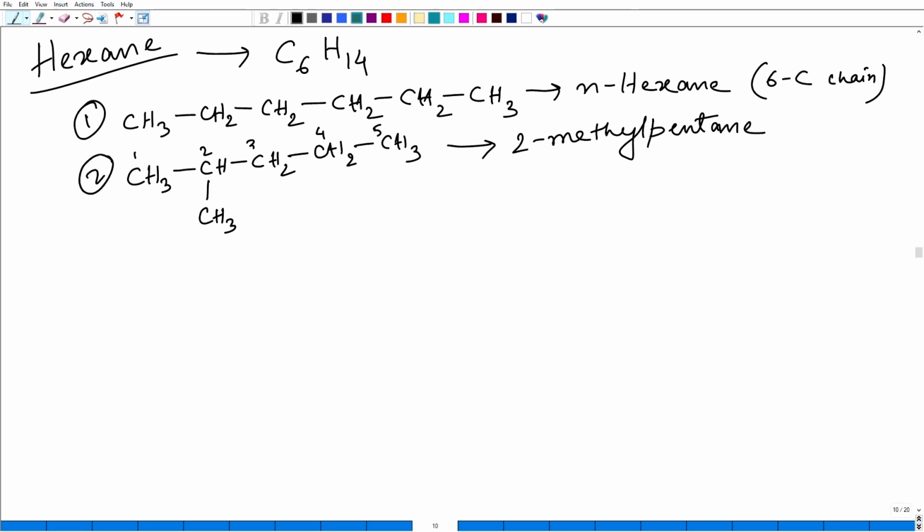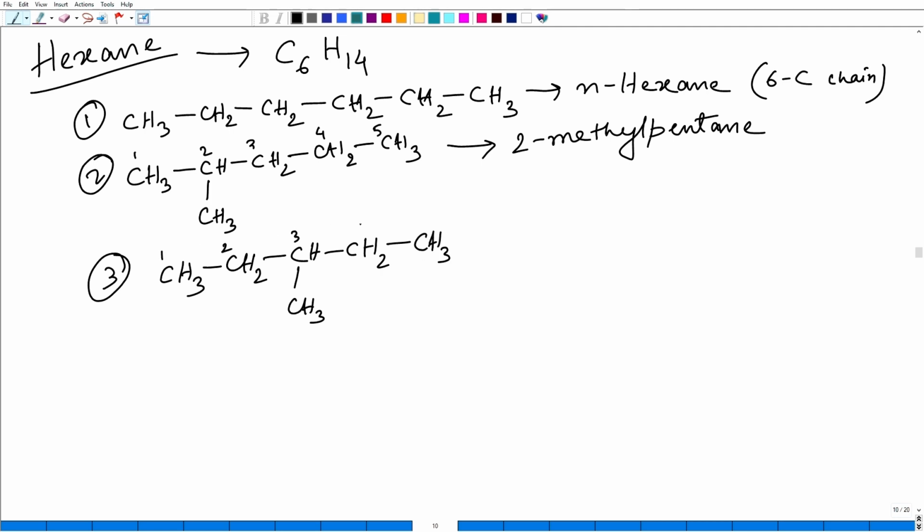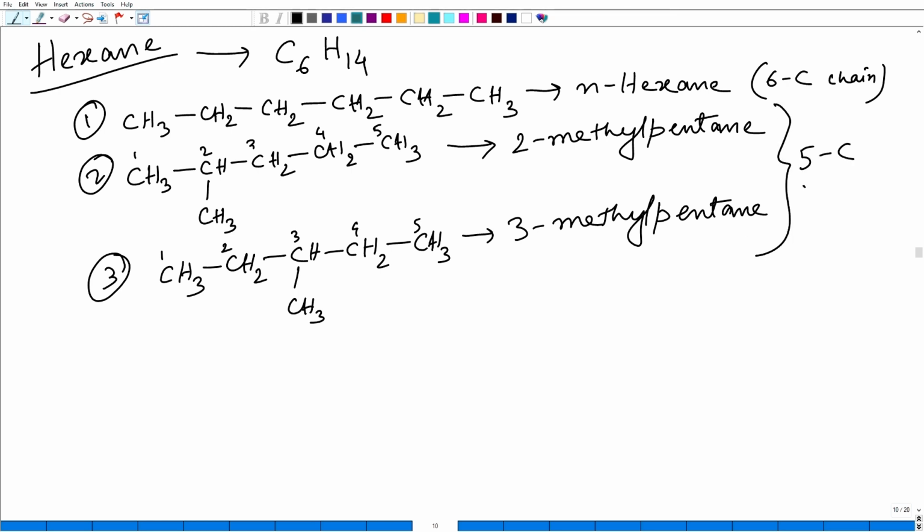So, 1 and 2. What will be the next possibility? Now, in case of pentane, if we were moving the methyl group, then also the same structure was there, but in hexane that will not be the case. We can write like this also, okay, 1, 2, 3, 4, 5. So, now this becomes 3-methyl pentane. Both of these have a 5 carbon chain.